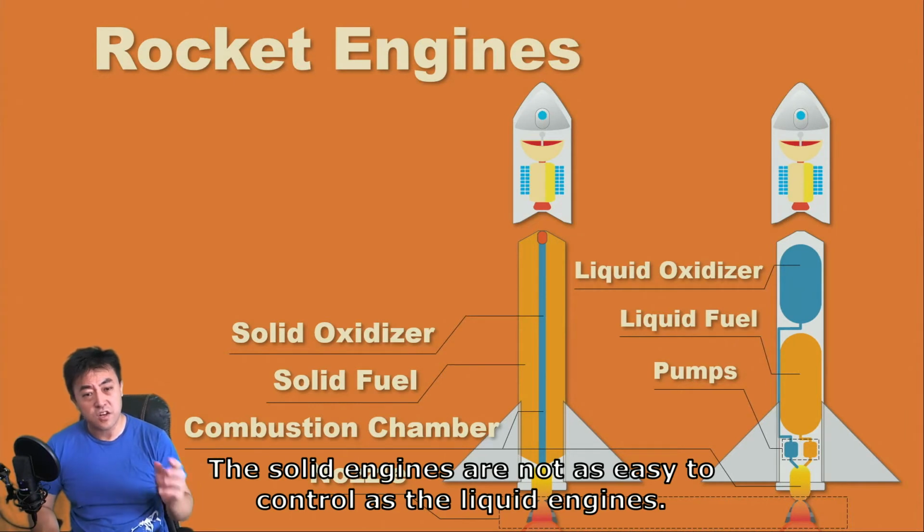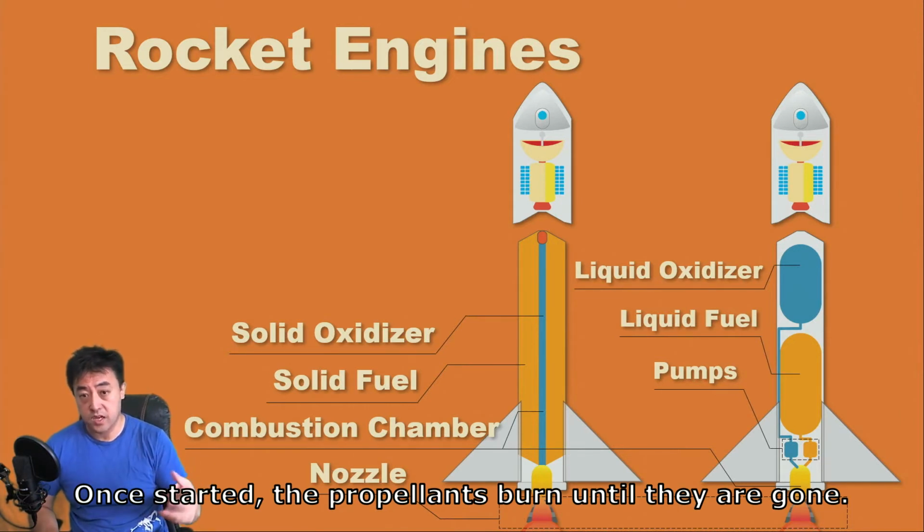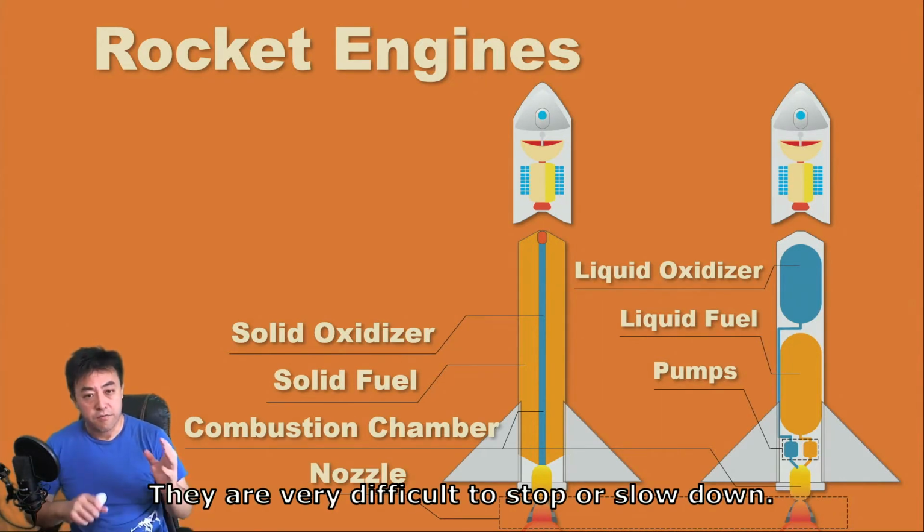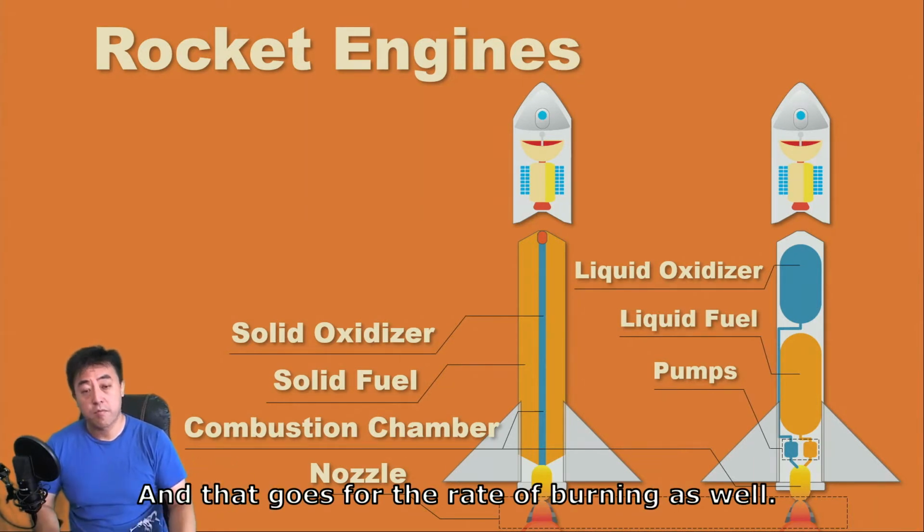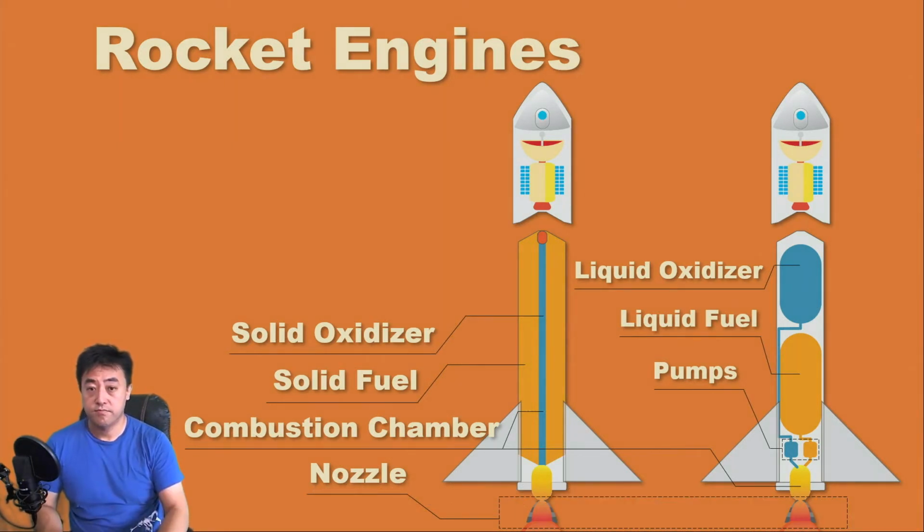The solid engines are not as easy to control as the liquid engines. Once they start, the propellant burns until it is gone. They are very difficult to stop or slow down, and that goes for the rate of burning as well.